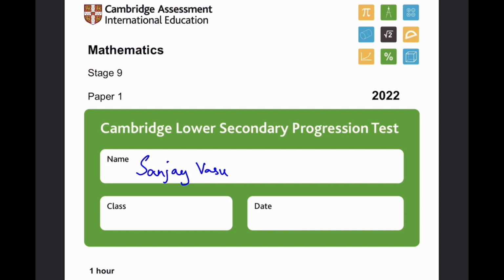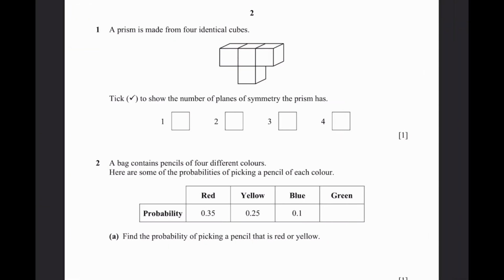Let's start. Question 1. A prism is made from 4 identical cubes. Tick to show the number of planes of symmetry the prism has. Planes of symmetry are like lines of symmetry but for 3D shapes. Over here, the plane of symmetry is in the middle, which cuts it into two L-shaped portions.